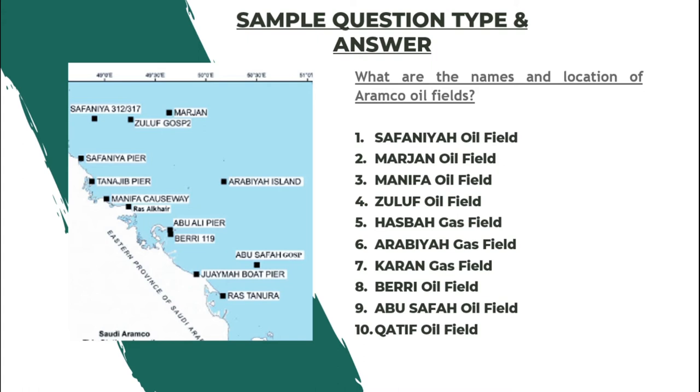Okay, next question. What are the names and locations of the Aramco oil fields? There are 10 oil and gas fields under the Aramco concession. The first is the Safaniya oil field, Marjan oil field, Manifa oil field, Zuluf oil field, Hasbah gas field, Arabiyah gas field, Karan gas field, Berri oil field, Abu Safah oil field, and the last one is the Khursaniyah oil field.